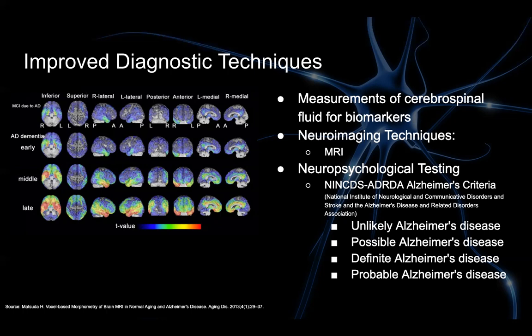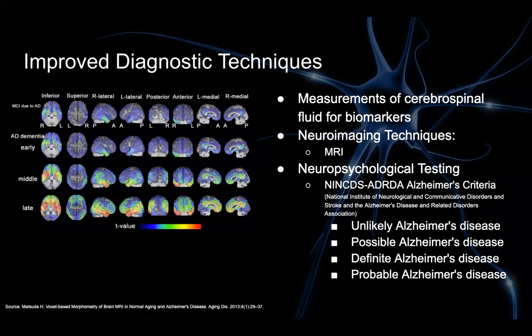There are also neuropsychological tests that can be used when the diagnosis is unclear, such as the National Institute of Neurological and Communicative Disorders in Stroke and the Alzheimer's Disease and Related Disorders Association criteria. On a side note, someone should contact a PR representative there and talk to them about more compact acronyms.